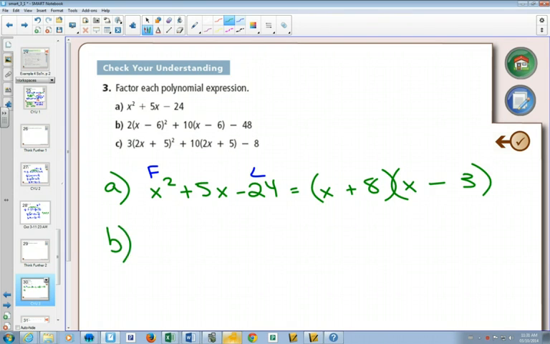Now, when we get to b, it looks complicated. There are two options for b. Option 1 is to actually simplify everything, because you can square x minus 6 and do x minus 6 and x minus 6. Square that out, multiply the 2 by everything, get a whole bunch of stuff there. Distribute the 10 and go 10x minus 60. And then minus 48. Combine all your like terms, and you will get a new trinomial, which you can try to factor.